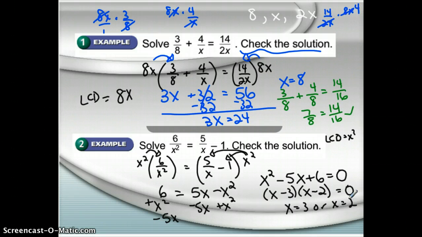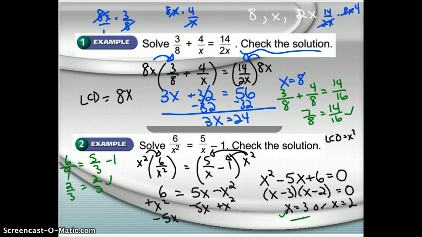I want to check just in case there's an extraneous solution or something that's just funky here. We'll try 3 first. 3 squared, so 6 over 9 equals 5 over 3 minus 1. I want to check if that's true. So 2/3, does that equal 5/3 minus 1? That's 1 2/3 minus 1, which is 2/3. So yes, 3 checks out.